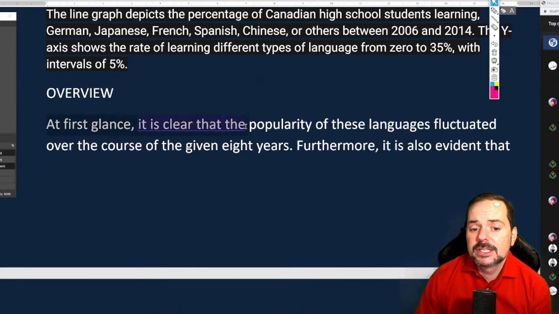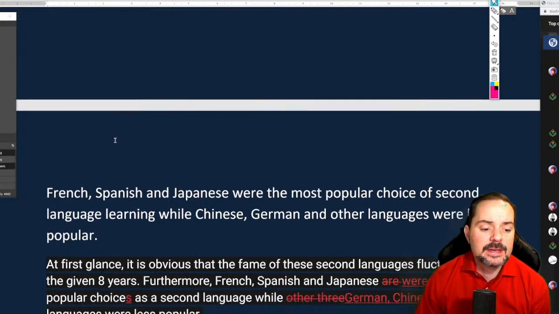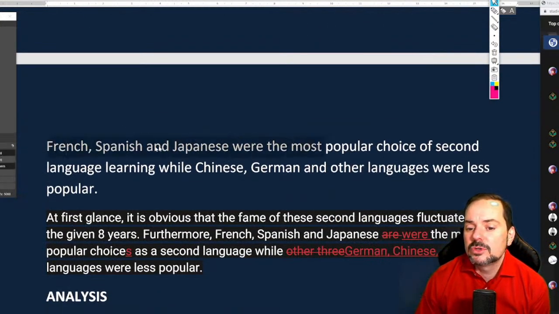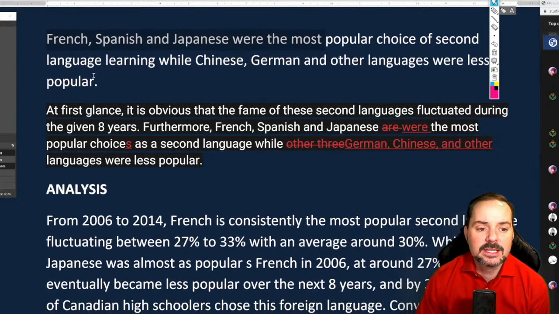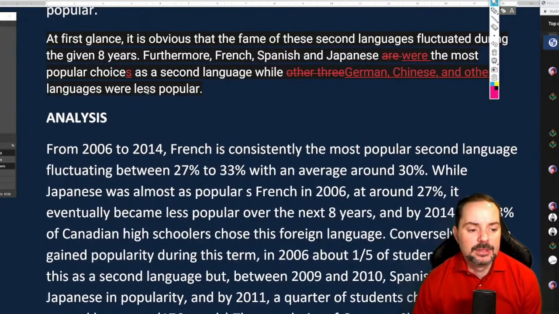At first glance, it is clear that the popularity of these languages fluctuated over the course of the given 8 years. Furthermore, it is also evident that French, Spanish, and Japanese were the most popular choice of second language learning, while Chinese, German, and other languages were less popular.